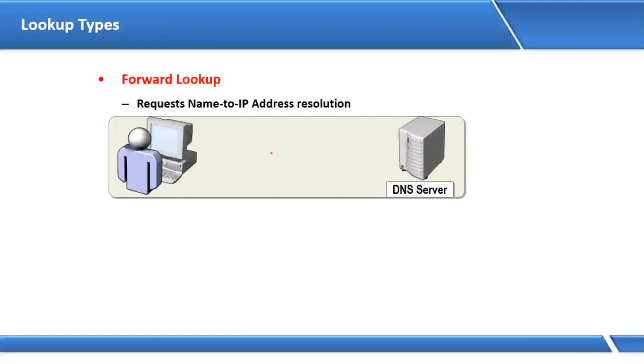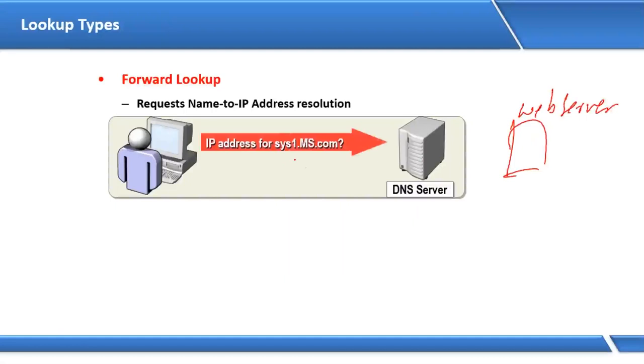Now try to understand. This is my client, this is my DNS server, and the DNS server has the web server information, website information, right? The client requests the DNS server: please tell me where is system1.ms.com. The DNS server will take the host name and resolve it to an IP address. The DNS server says, okay, your system1.yahoo.com website is hosted on this IP 192.168.1.50. By taking this IP, can we reach the web server? Can we access the site? Yes. So this is forward lookup.